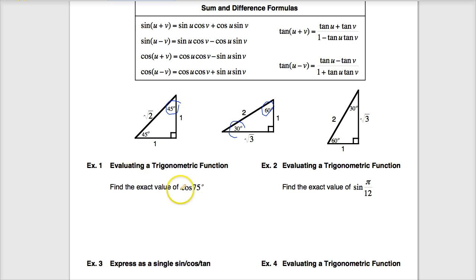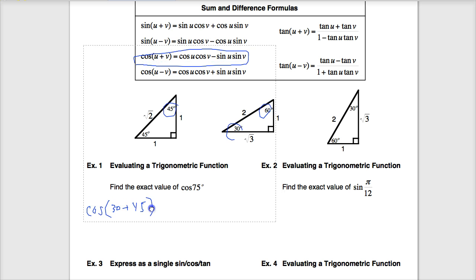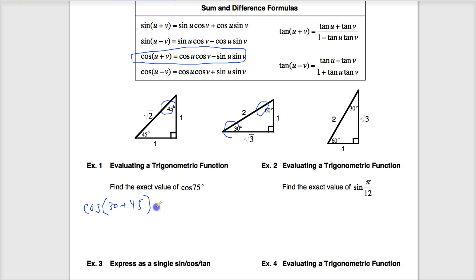Okay. So what I'm going to do, see how this is cosine 75? I'm going to use this formula right here. And instead of saying cosine 75, I'll do cosine 30 plus 45. Okay, so far? Because they want me to find cosine 75, wouldn't you agree that finding cosine 30 plus 45, these two mean the exact same thing? Okay. If that is the case, I can now apply my formula.